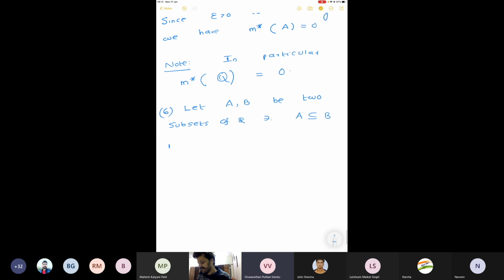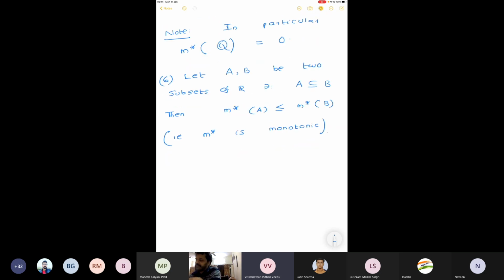Then M star of A is less than or equal to M star of B. Again, M star meets our expectation. M star is monotonic. We say that M star, Lebesgue outer measure, is monotonic. Monotonicity of Lebesgue outer measure. That's what we wanted to prove now.